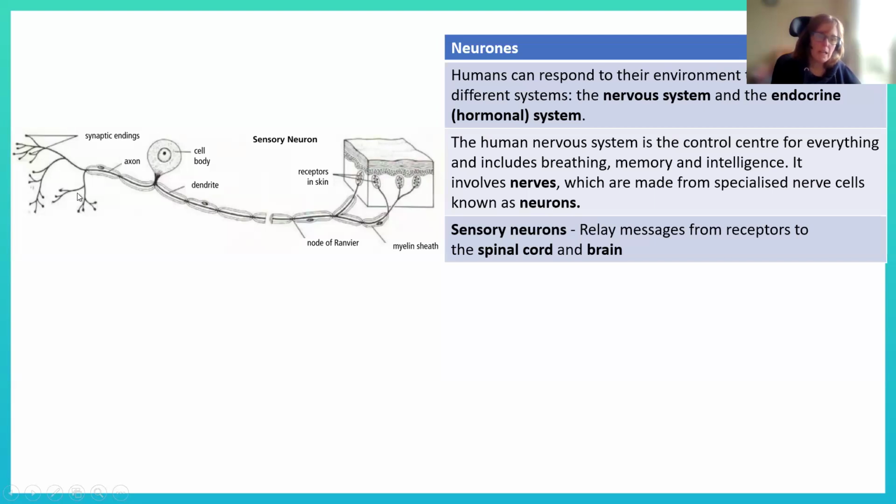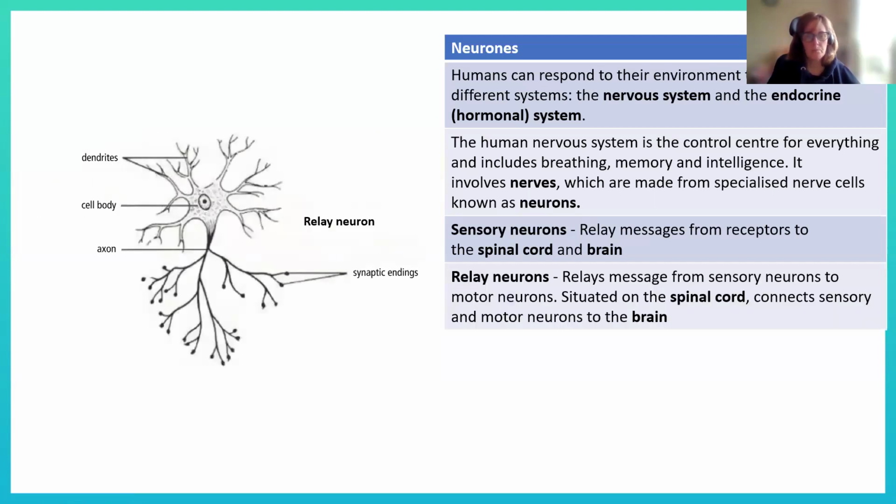And then we've got these endings at the other end, these synaptic endings, which will connect up to the relay neuron. And the relay neuron will take the message from the sensory neuron. This is inside the spinal cord. And the reason this reflex response goes through the spinal cord, as I said, is that we're not wasting time sending it to the brain.